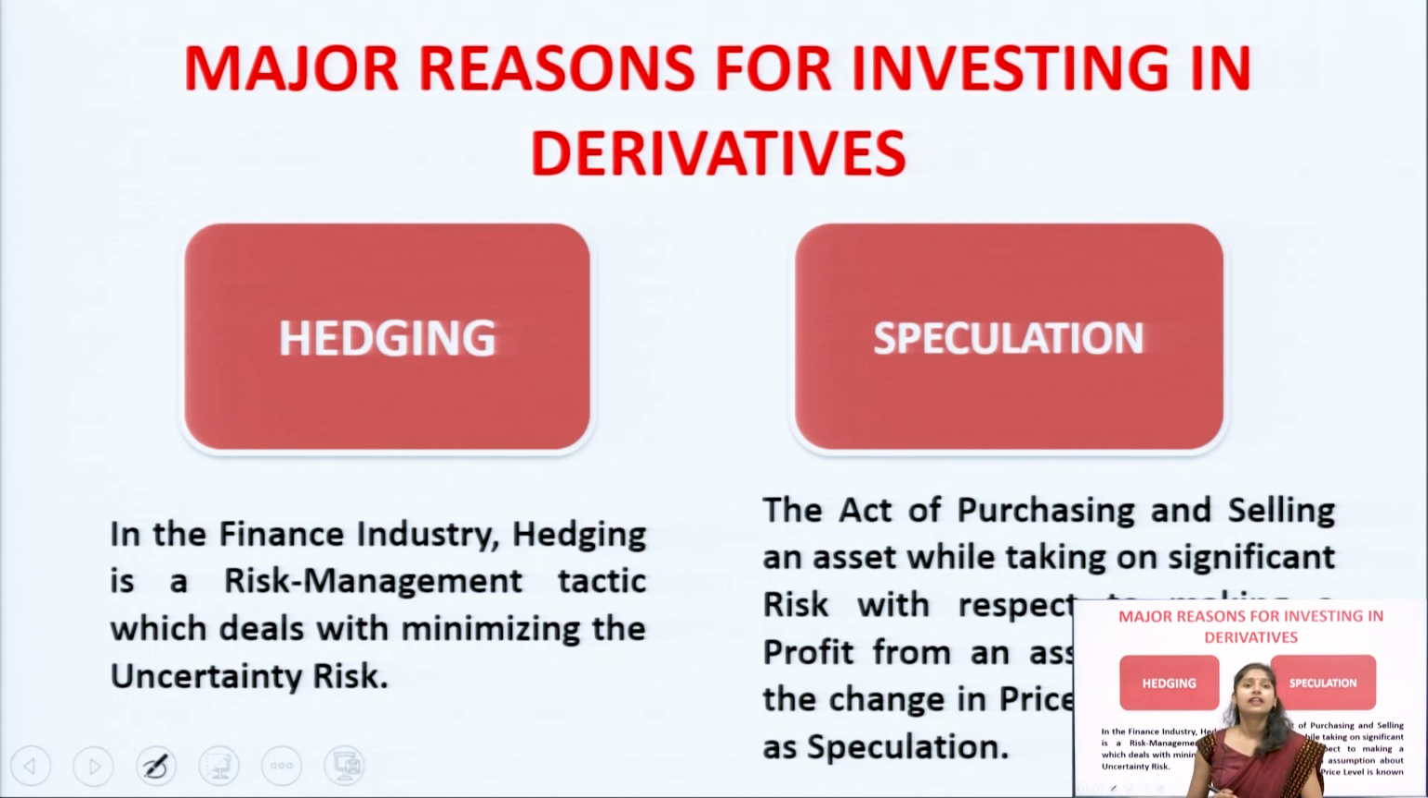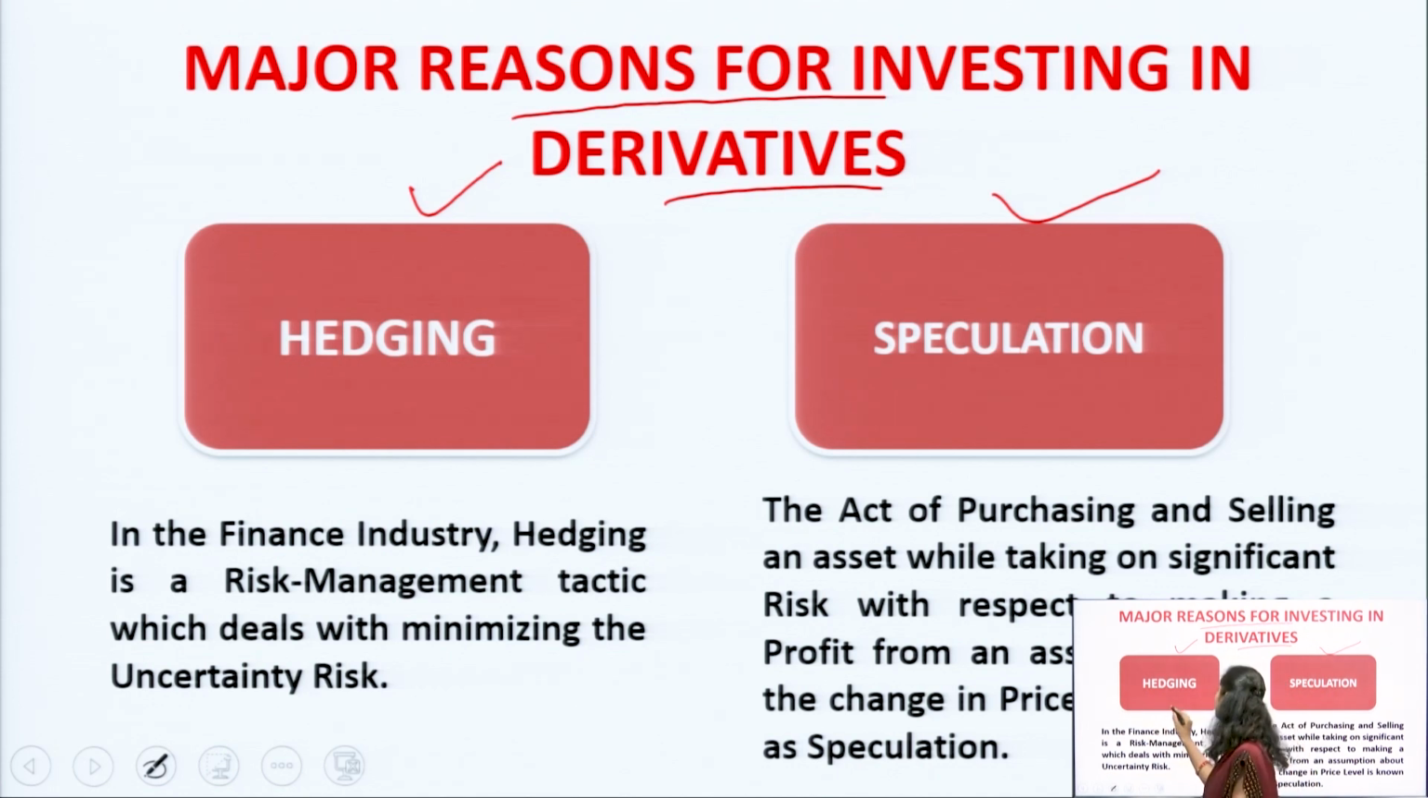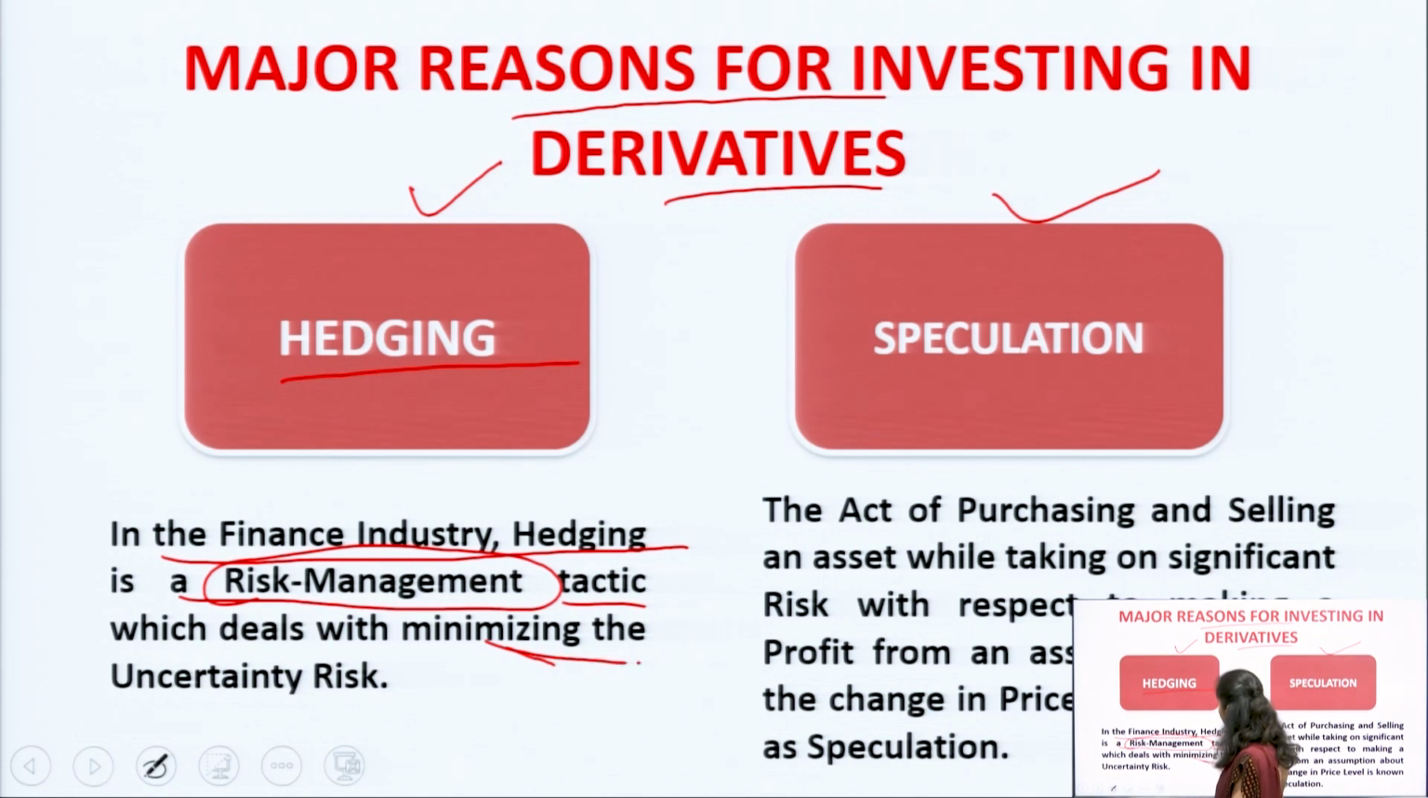Next, first of all, we should also know why this derivative concept came into effect for traders or investors. Why did this concept come? The major reasons for investing in derivatives: first is hedging and second is speculation. Hedging, first we will discuss this hedging concept. In the finance industry, hedging is a risk management tactic which deals with minimizing the uncertainty risk.